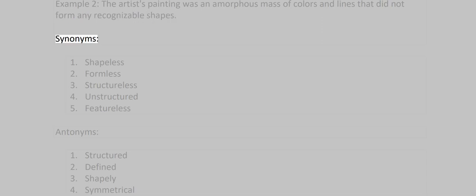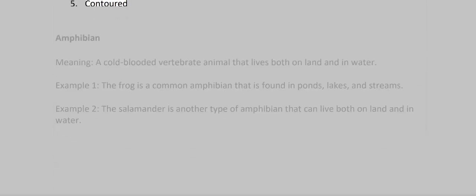Synonyms: 1. Shapeless. 2. Formless. 3. Structureless. 4. Unstructured. 5. Featureless. Antonyms: 1. Structured. 2. Defined. 3. Shapely. 4. Symmetrical. 5. Contoured. Amphibian. Meaning, a cold-blooded vertebrate animal that lives both on land and in water.